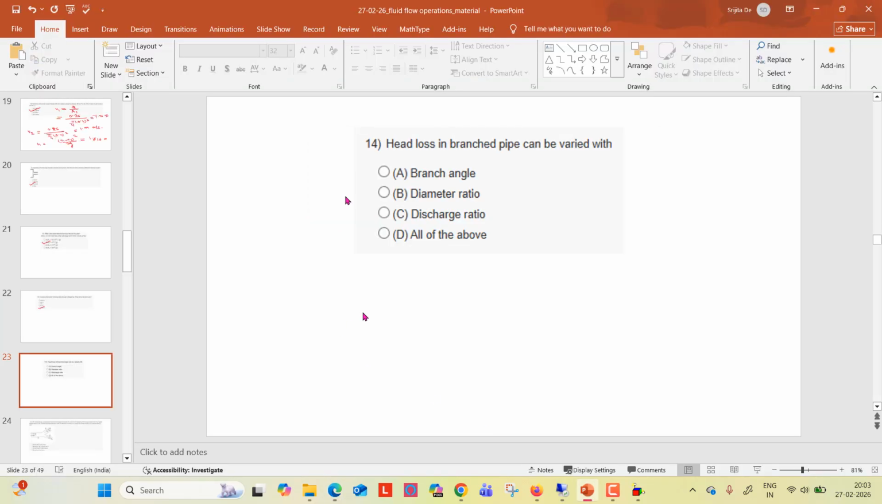Next, head loss in branched pipe can be varied with what? It can be varied with branch diameter, branch angle, diameter ratio, discharge ratio, all of the above. This is all of the above.